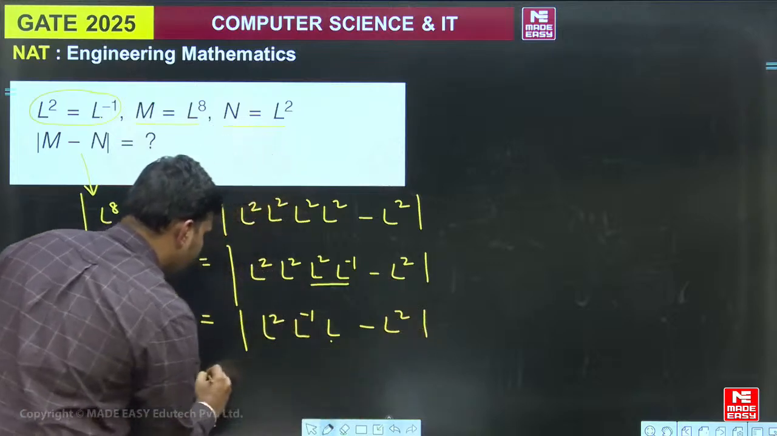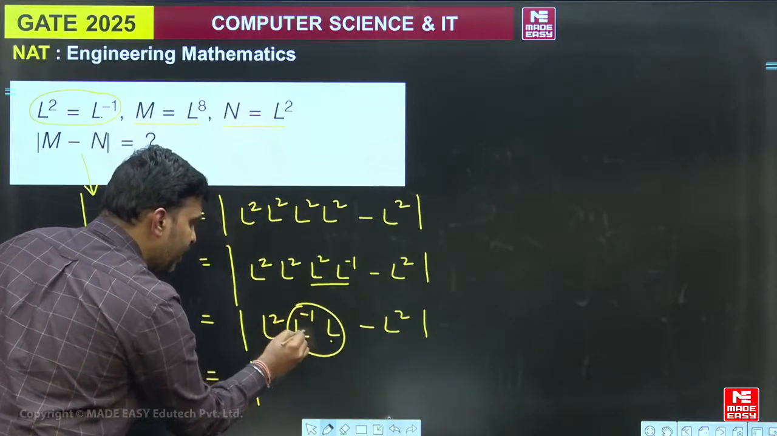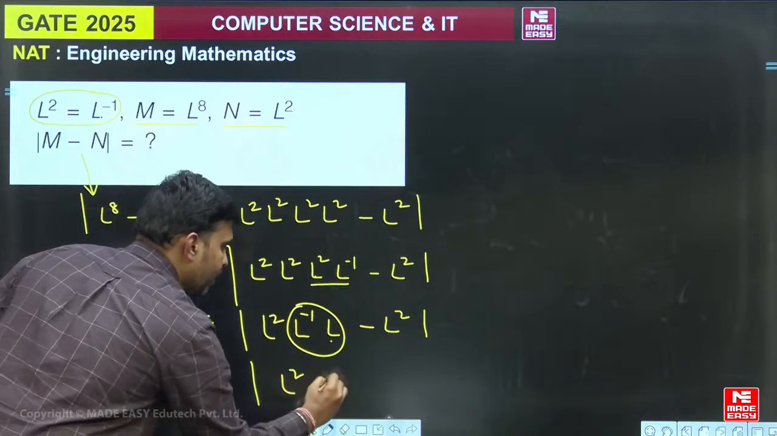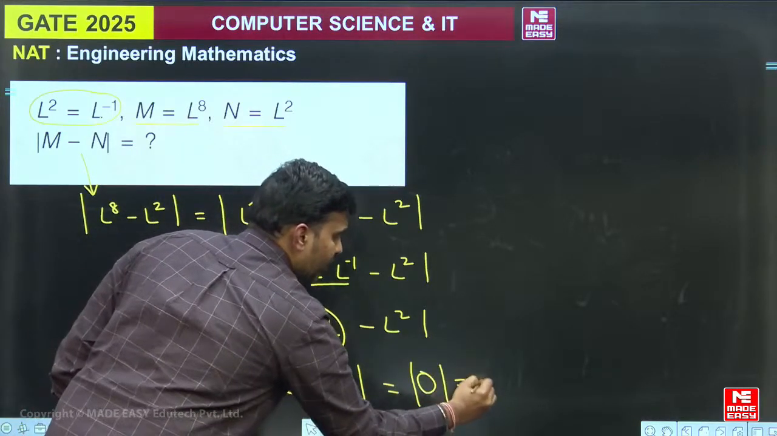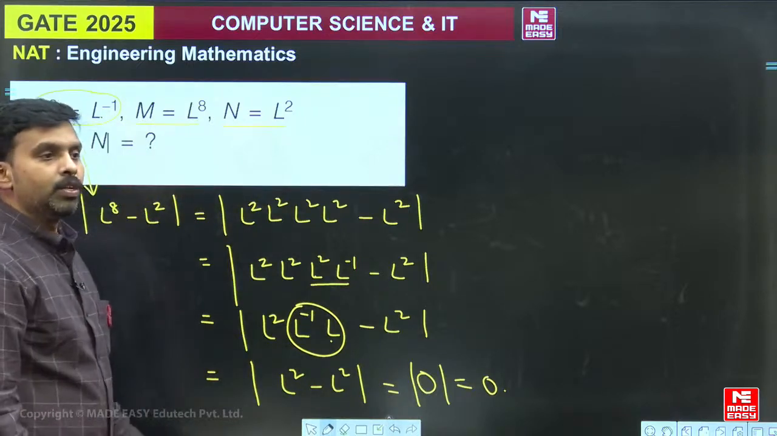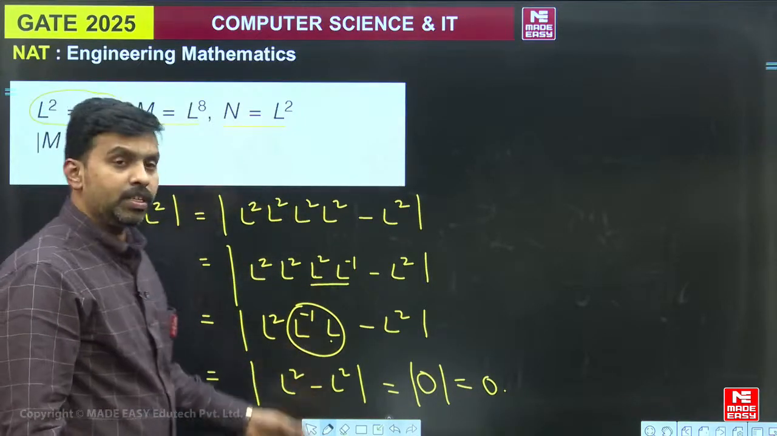So this L square can be written as L inverse, and then this becomes L here, minus L square. Now L into L inverse is I. So this is I into L square, which is L square minus L square. So it is a null matrix. The determinant of a null matrix is 0. This is how you get the answer for this question as well. So the answer is 0.